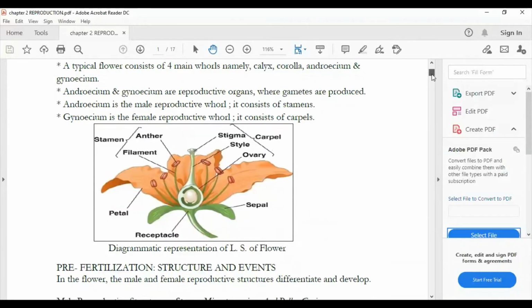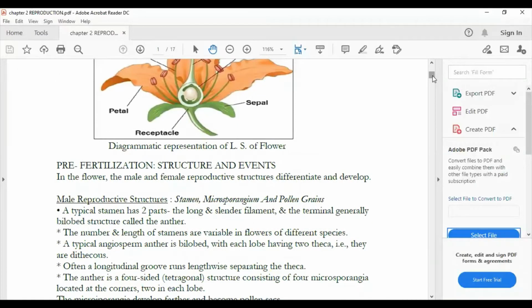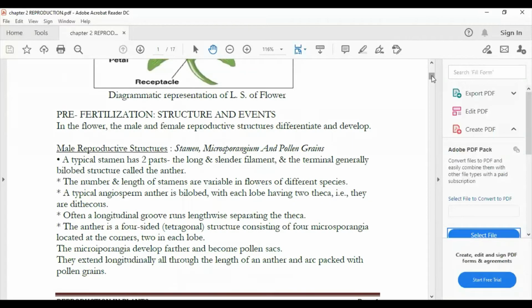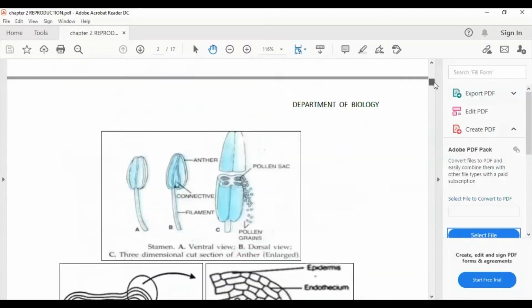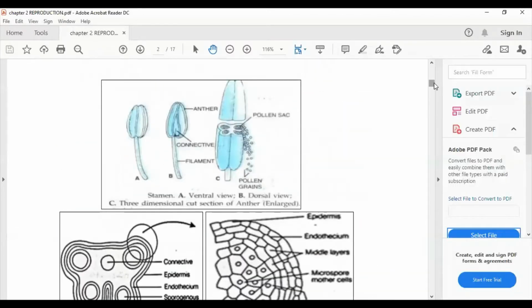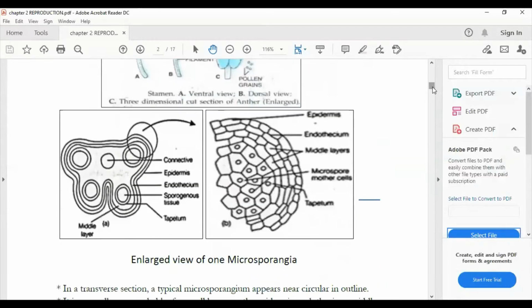Moving on, you would be studying about pre-fertilization, the structure and events. The male reproductive structure is the first concept we'll be studying under pre-fertilization, because it is gametogenesis. Under male reproductive structure: stamen, microsporangium, and pollen grains. A stamen diagram can be asked in the examination to draw. So this is the stamen diagram and the enlarged view of microsporangia. This can also be asked in the examinations.